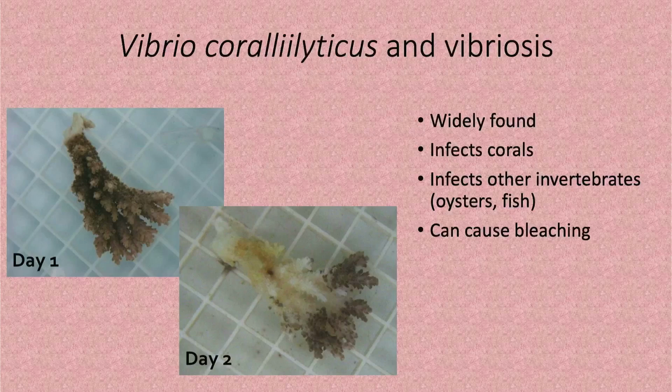It does infect corals, but it also infects other invertebrates, so things like oysters or fish. It heavily impacts oyster larvae and can cause a lot of mortality in oyster larvae, so it's really difficult for oyster hatcheries and things like that. And so we also know that it can cause bleaching. However, it actually induces rapid tissue loss, which is a little bit more disturbing.